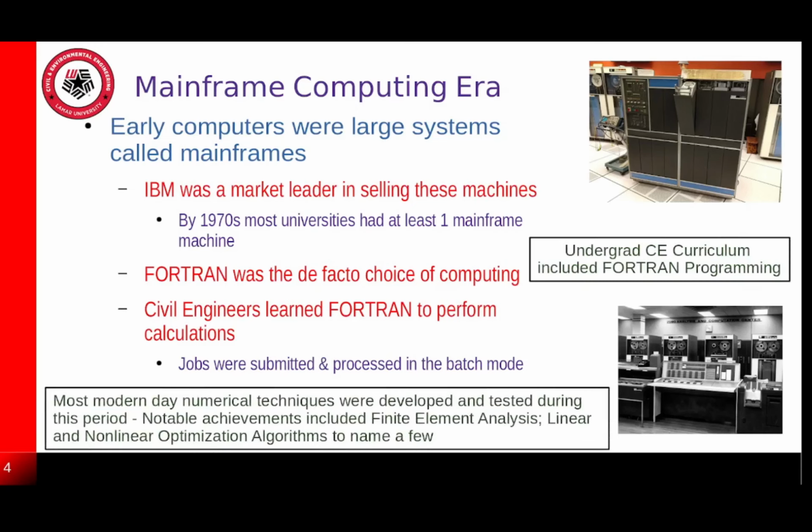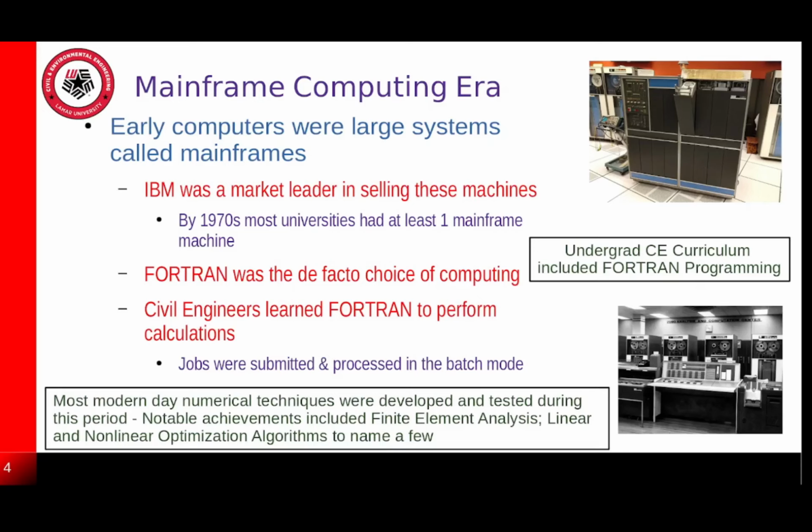The 1950s and 1960s, post-World War, saw advancements in computing. In particular, the discovery of the transistor as well as solid state electronics led to the development of mainframe computers. IBM was a market leader in making and selling these machines, and by the 1970s most universities had at least one mainframe machine that they used for scientific computing.